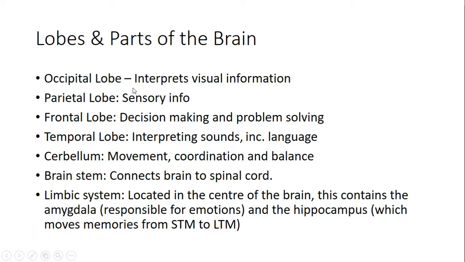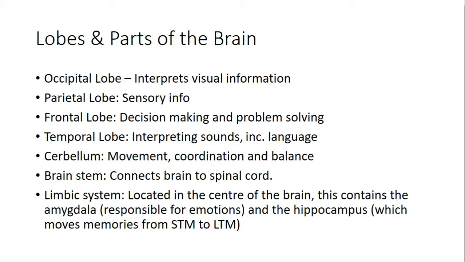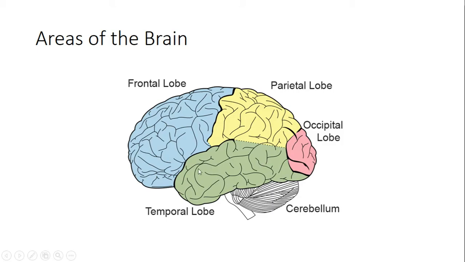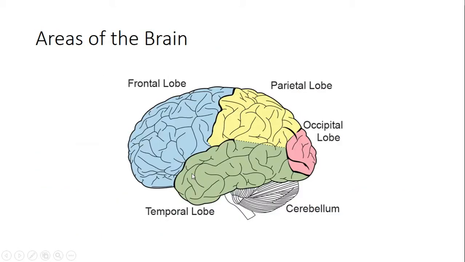The occipital lobe interprets visual information, so all the visual information goes to your occipital lobe. Your parietal lobe takes on sensory information, and the parietal lobe is that top one up here, the yellow one. The frontal lobe is for decision making and problem solving. That'll become significant in a bit. The temporal lobe is for interpreting sounds, including language. That's the one at the bottom here. The cerebellum is about movement, coordination and balance. And the brainstem connects the brain to the spinal cord. That's the brainstem there.